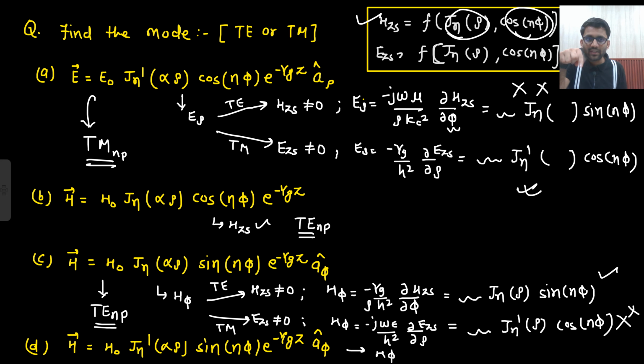Either rho will be differentiated or phi will be differentiated. But here what you are saying, both are differentiated. Is that possible? No. Jn dash and sin phi, both combined cannot be differentiated. Here also you can see h phi can be a function of Jn rho sin phi or Jn dash rho cos phi. So both simultaneously cannot be differentiated. So here the answer would be not possible.